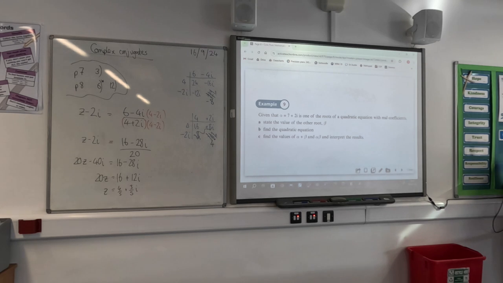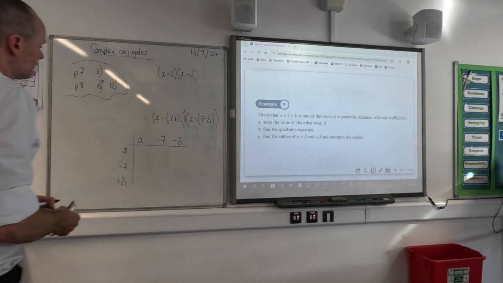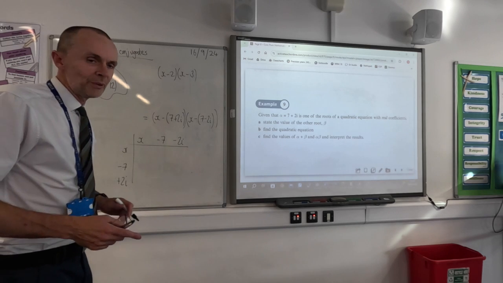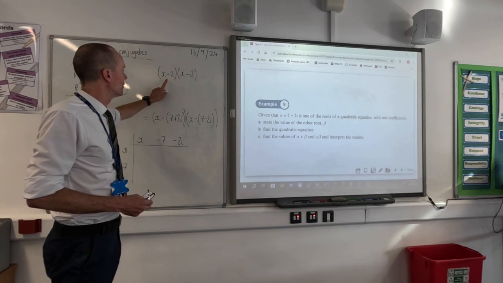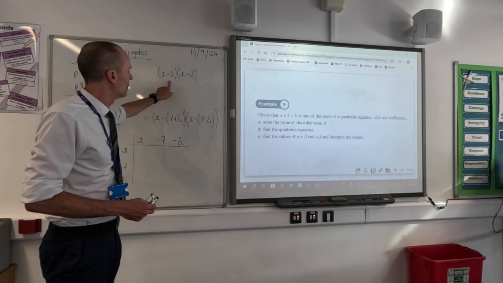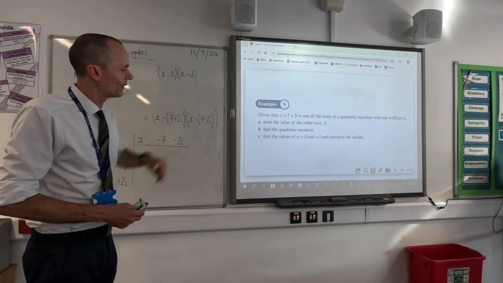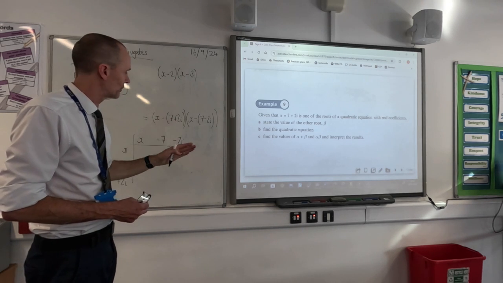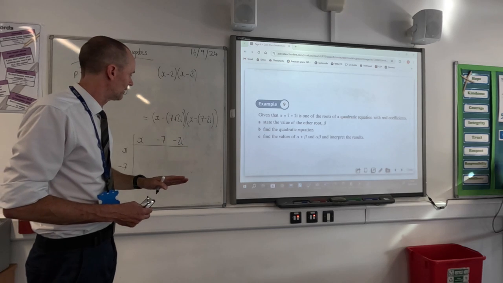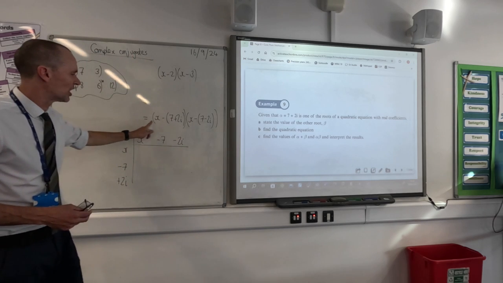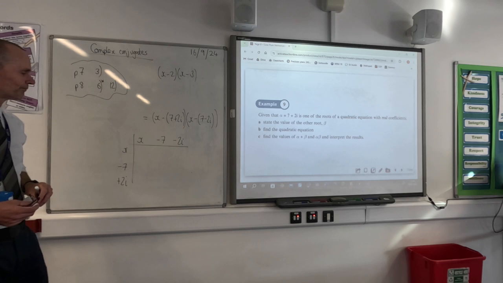So we know that if 7 plus 2i is one of the solutions to a quadratic equation, 7 minus 2i will be the other one. That's the starting point, isn't it? So if we have an equation where the solutions are 2 and 3, we know it looks like that when you factorise it. So in this case, we've got an equation where the solutions are 7 plus 2i and 7 minus 2i. So we get this rather ugly looking factorisation.